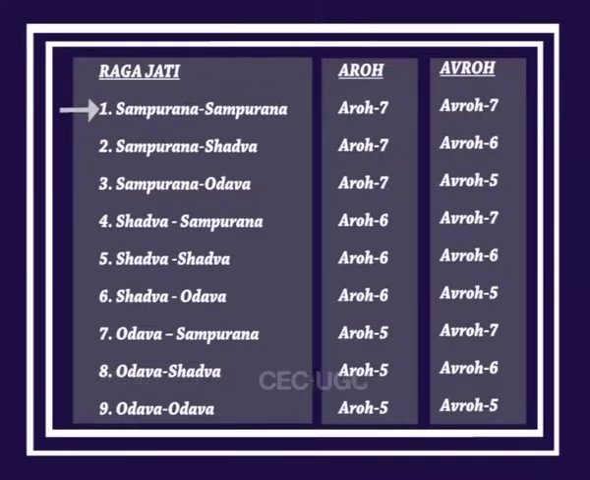The number of swars, that is notes, of all the aforesaid 9 jatis of rag can be briefed like this. You can see in the script. Sampurna Sampurna, Aroh 7, Avroh 7. Sampurna Shadav, Aroh 7, Avroh 6. Sampurna Audav, Aroh 7, Avroh 5. Shadav Sampurna, Aroh 6, Avroh 7. Shadav Shadav, Aroh 6, Avroh 6. Shadav Audav, Aroh 6, Avroh 5. Audav Sampurna, Aroh 5, Avroh 7. Audav Shadav, Aroh 5, Avroh 6. Audav Audav, Aroh 5 and Avroh also 5.